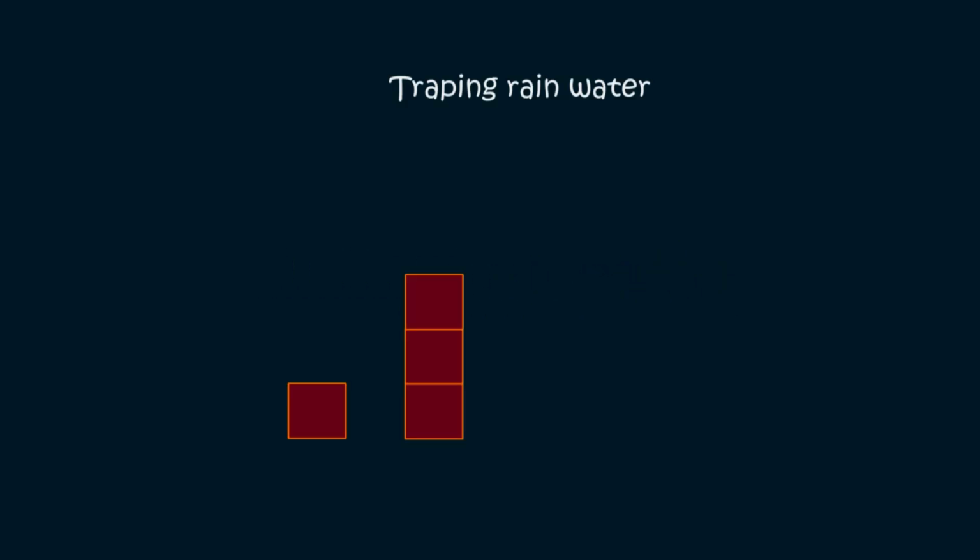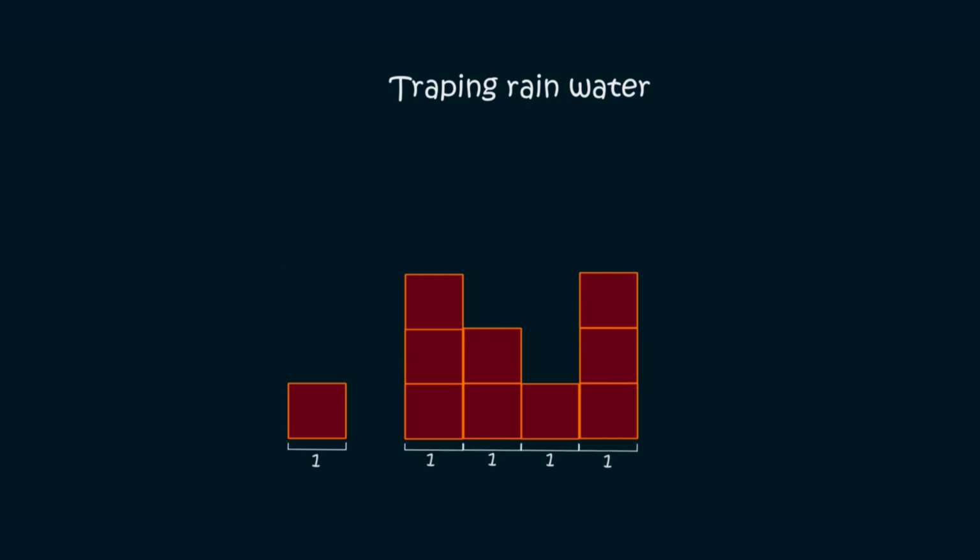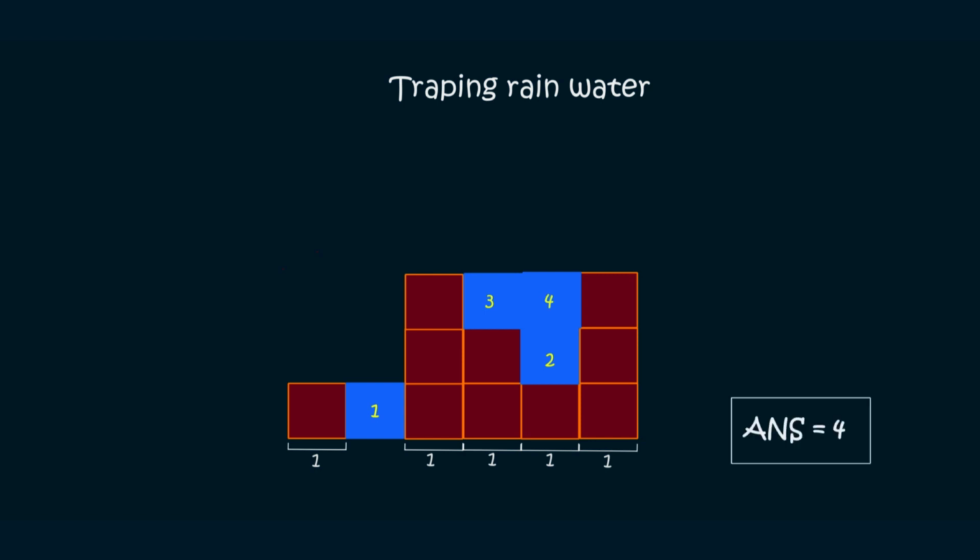Alright, let's take a closer look at the problem statement we are dealing with. We are given a set of bars where each bar has a certain height and each bar has a width of 1 unit. Our task is to determine how much water can be trapped between these bars if rain is pouring down. If this is the scenario, then we can say that the total number of blue units is our answer.